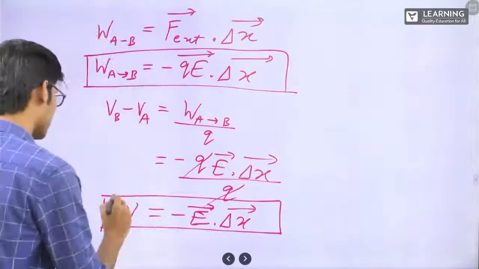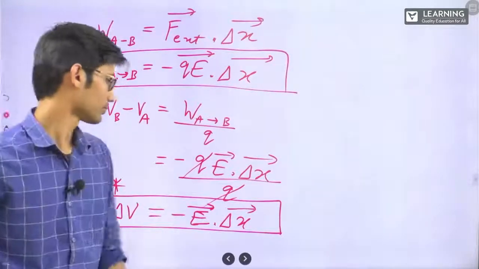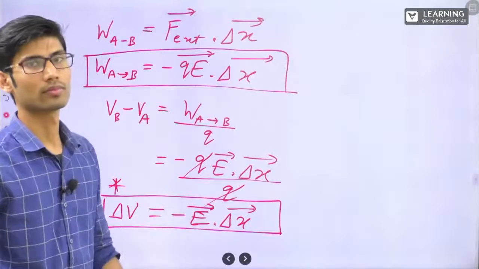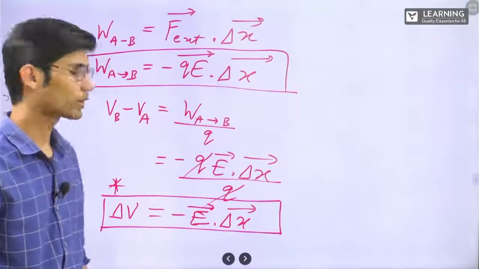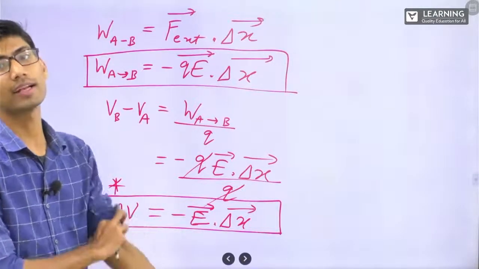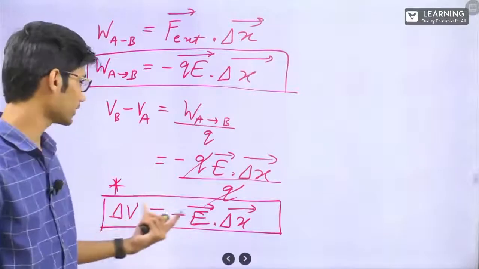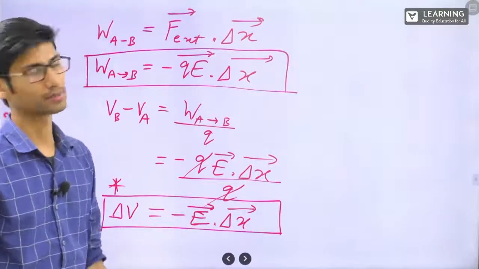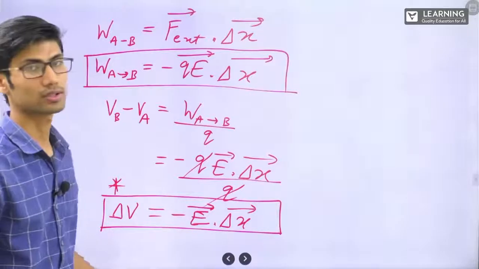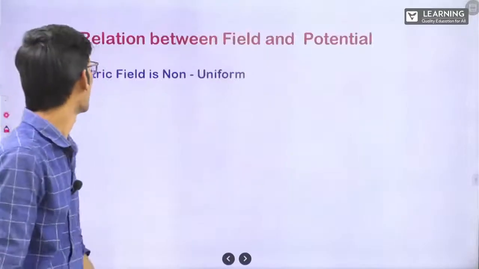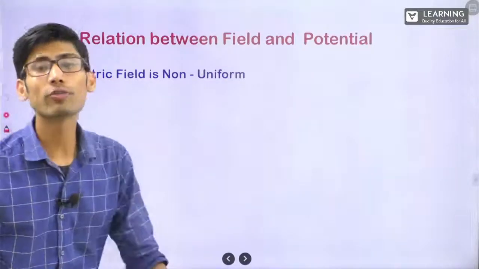Very important. This relation is very important. This relation comes when the electric field is uniform. This delta V is equal to minus E dot delta x. These both are vectors. This is a scalar. Next, now when the electric field is non-uniform.